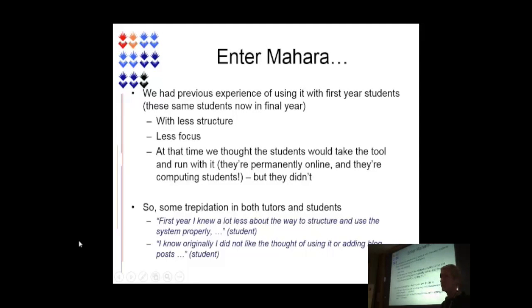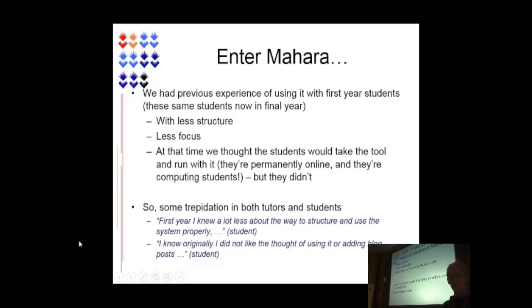So when we said we were going to use it in final year project this year, there was a little bit of trepidation with the tutors themselves, and also with the students. So we got comments from students recently, and they say things like, oh no, that thing that you made us use in first year, not sure about that. But it was a new and improved version.